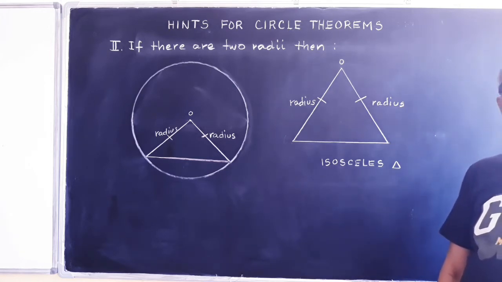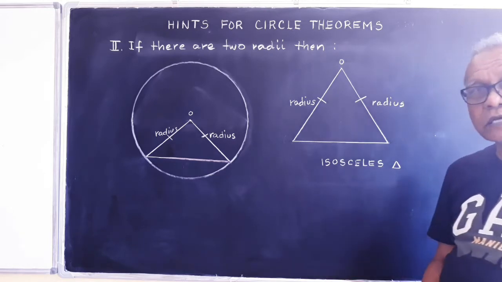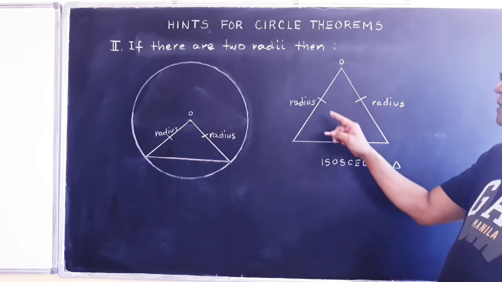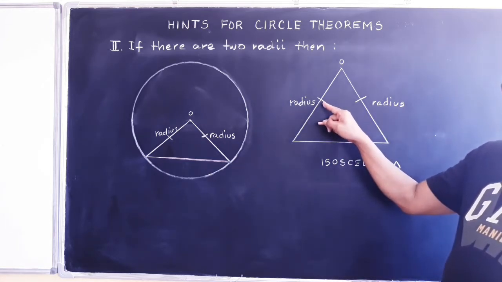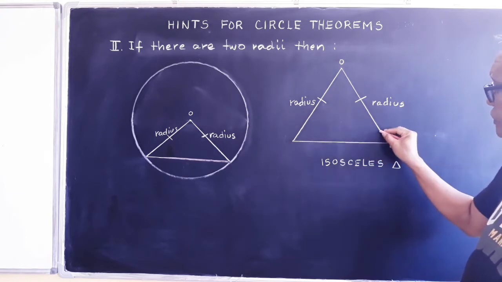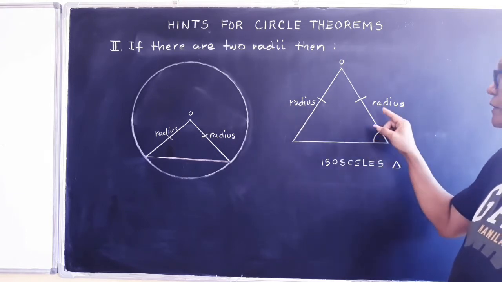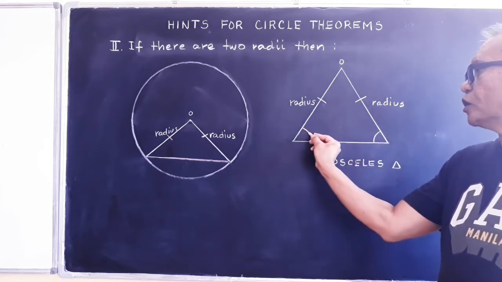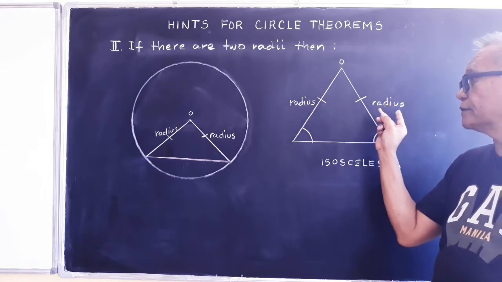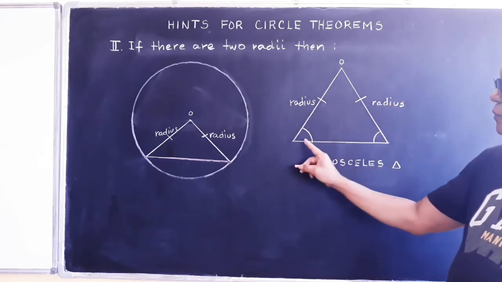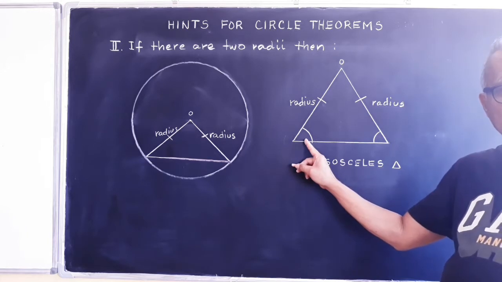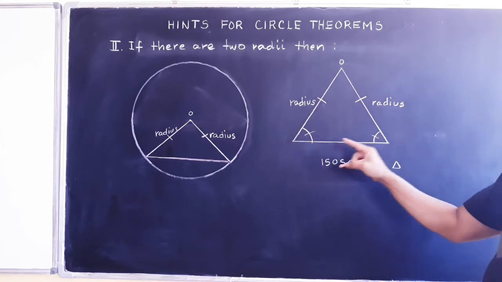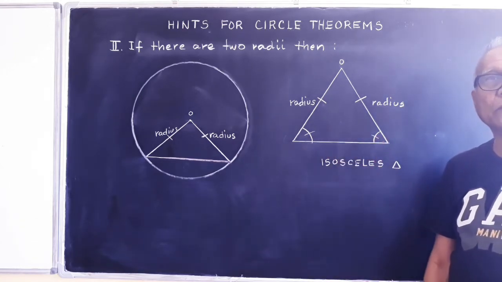So where are the base angles here? The base angles are opposite of the two equal sides. Let's take the first one. Where's the opposite angle of this one? This one is the opposite angle. And the other radius, where's the opposite angle of this radius? This one is the opposite angle of the second radius. These two are called base angles, and they are equal. So let's put a mark here for these two to show they are equal.